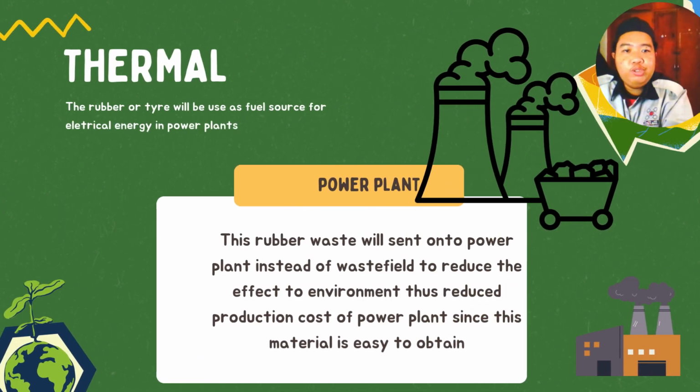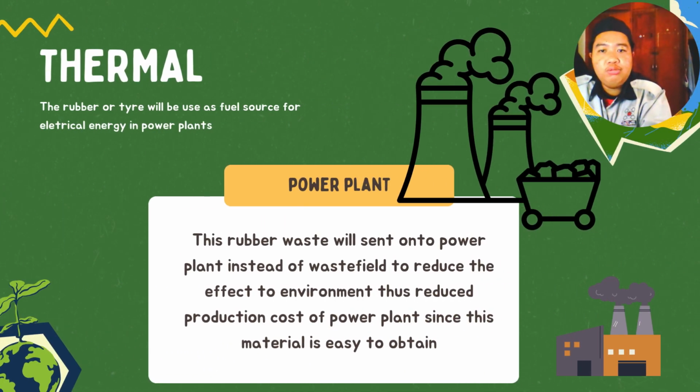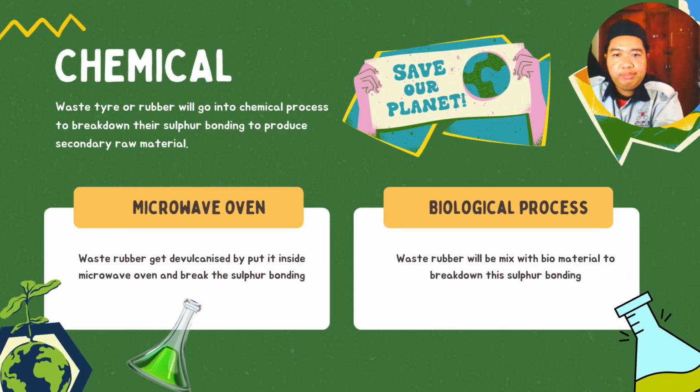Next is the thermal process, where the rubber or tire will be used as a fuel source for electrical power plants. This rubber will be sent to the power plant instead of a landfill to reduce the effect on the environment, and thus reduce the production cost of the power plant, since this material is easy to obtain.